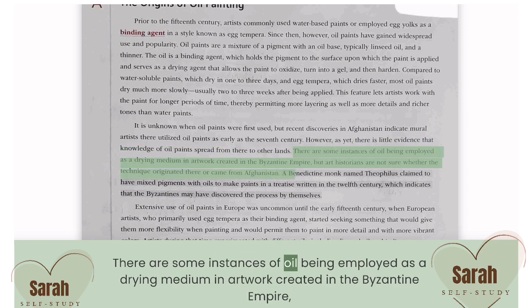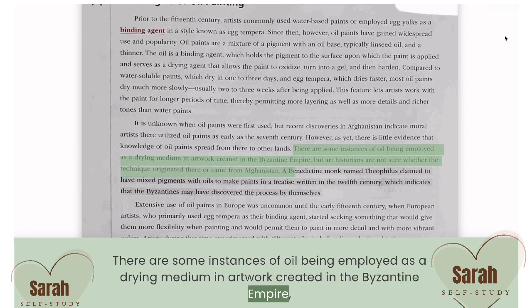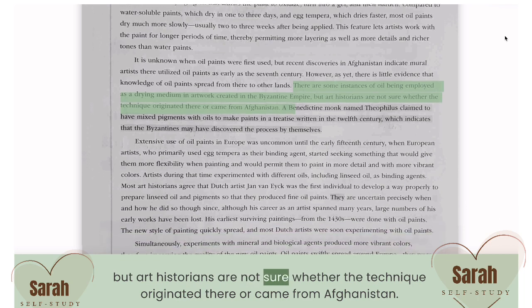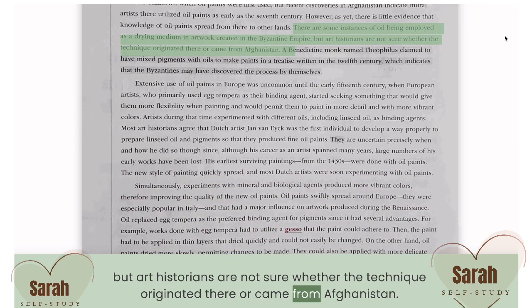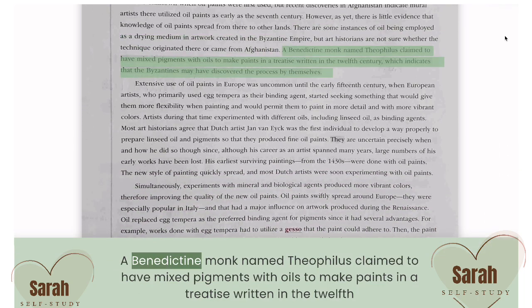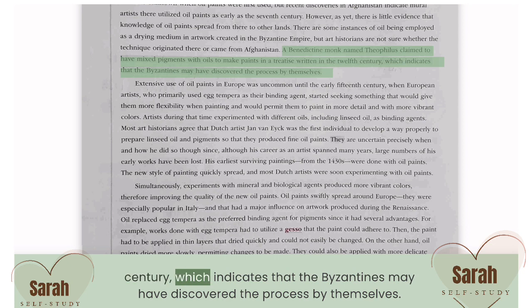There are some instances of oil being employed as a drying medium in artwork created in the Byzantine Empire, but art historians are not sure whether the technique originated there or came from Afghanistan. A Benedictine monk named Theophilus claimed to have mixed pigments with oils to make paints in a treatise written in the 12th century, which indicates that the Byzantines may have discovered the process by themselves.